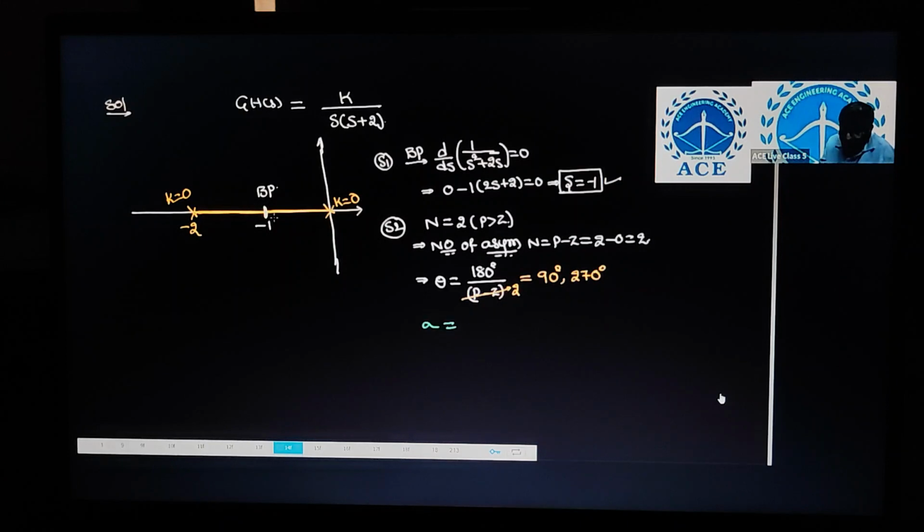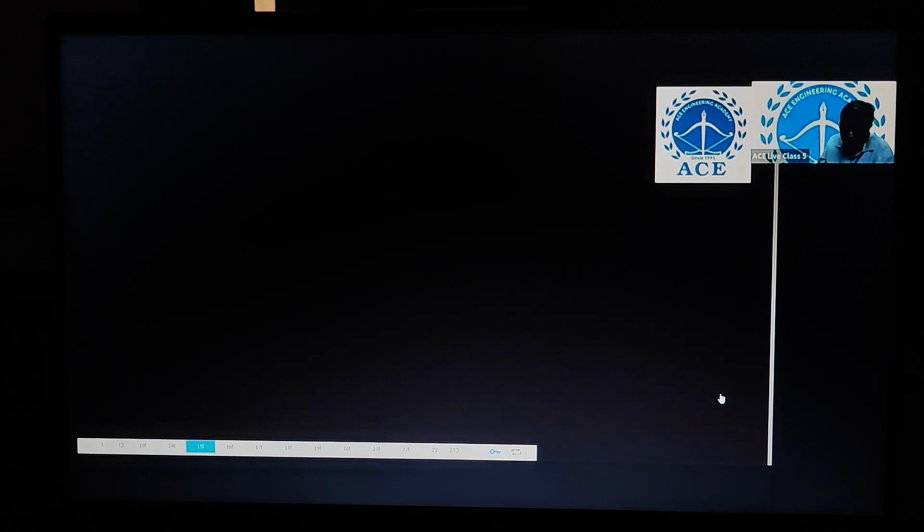Next, the centroid: sum of real parts of poles is -2 plus -0, with no more poles, and no zeros, divided by 2. The centroid is -1. There is no angle of departure and no angle of arrival. That's all. Now represent all these things in the diagram and draw the root locus diagram.